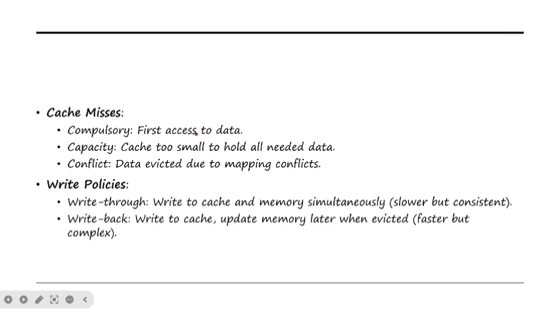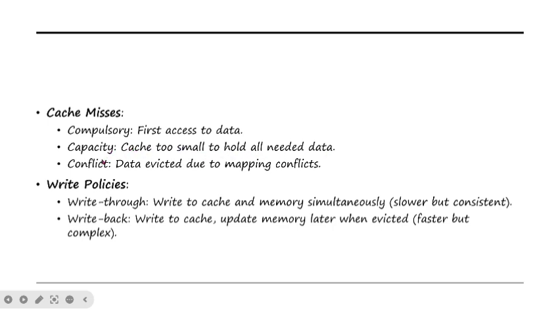Okay, the first access to data. It means it happens the very first time data is accessed, so it's not yet in cache. Then capacity: the cache is too small to hold all required data, and so some data is missed, as we have here, cache too small to hold all needed data.